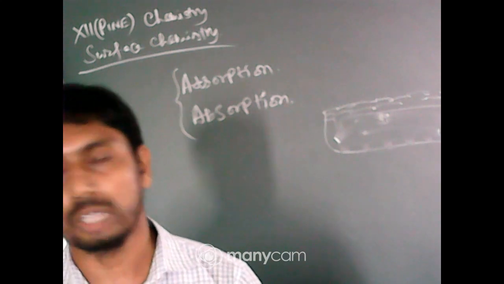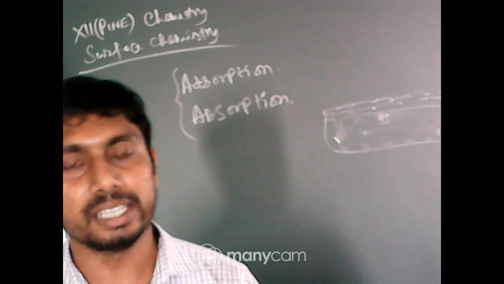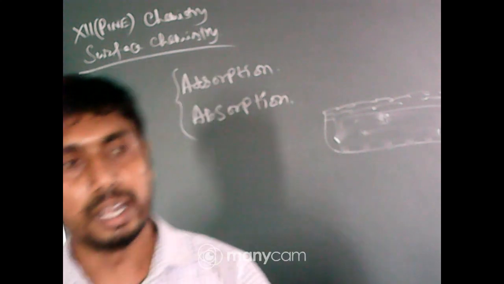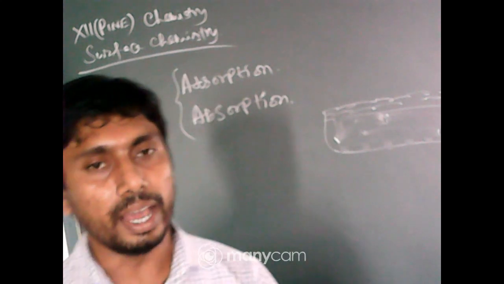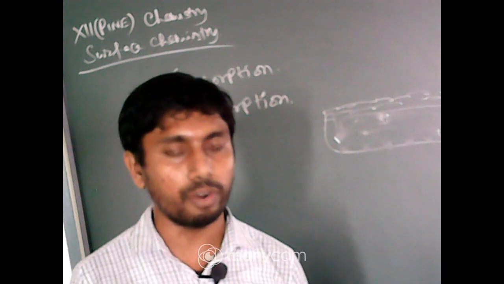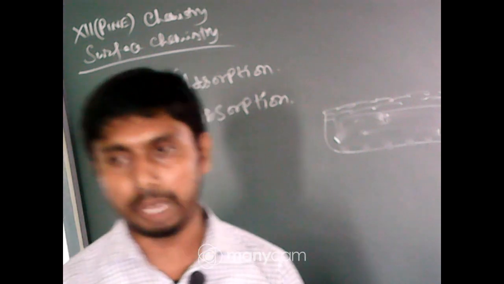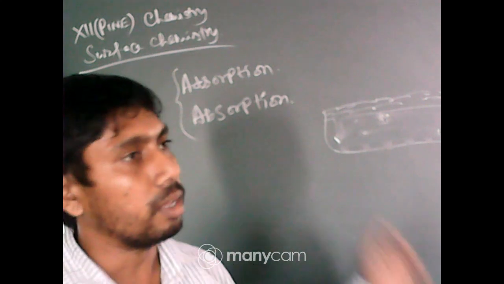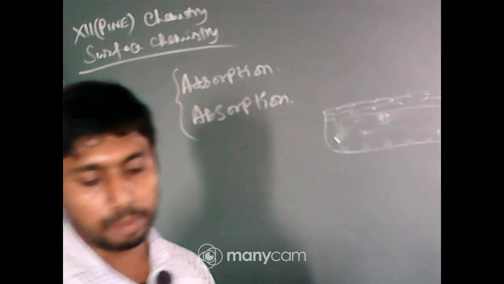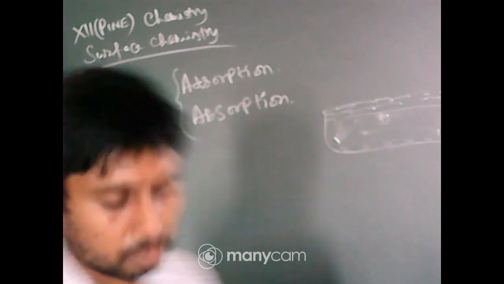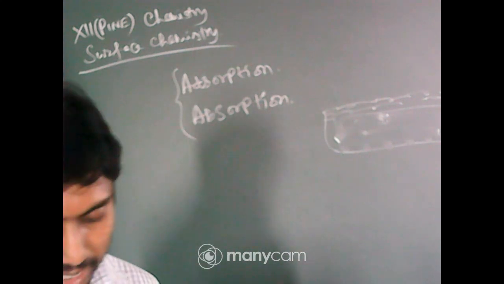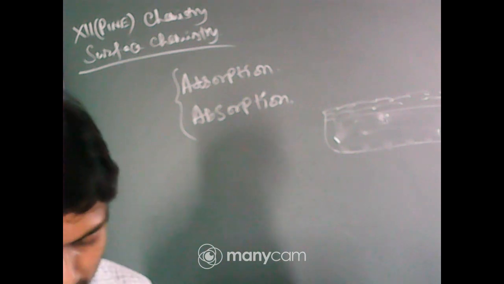Okay, and for an exothermic process, delta H is negative. We know it from thermodynamics. For an exothermic process, delta H is negative, and later on I will prove how the Gibbs-Helmholtz equation is applicable. That means how free energy is decreased in case of adsorption.